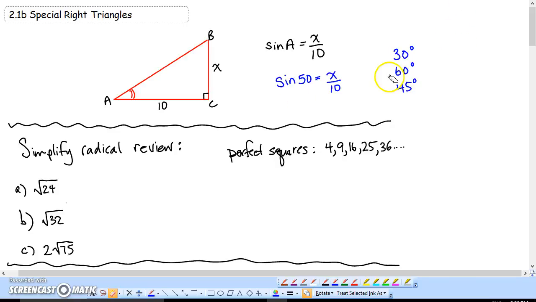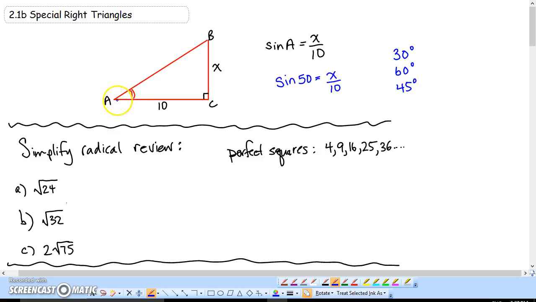In this lesson, we are going to talk about right triangles. We're going to go back to acute angles A and B, and we're going to talk about finding sides and angles of right triangles. But this time, we are going to talk about exact values.